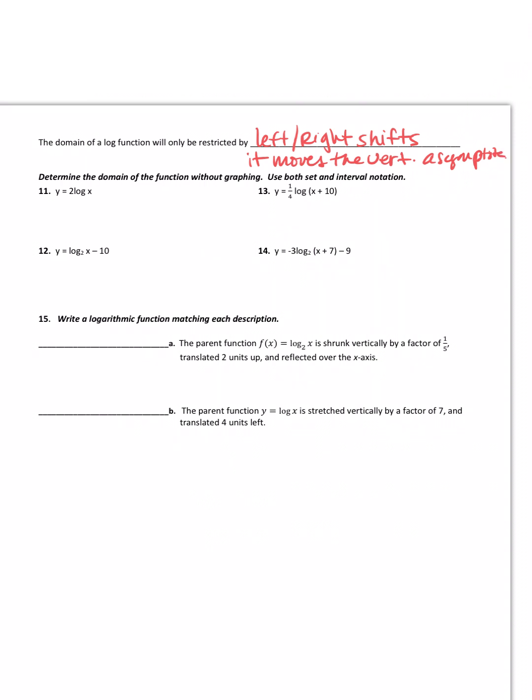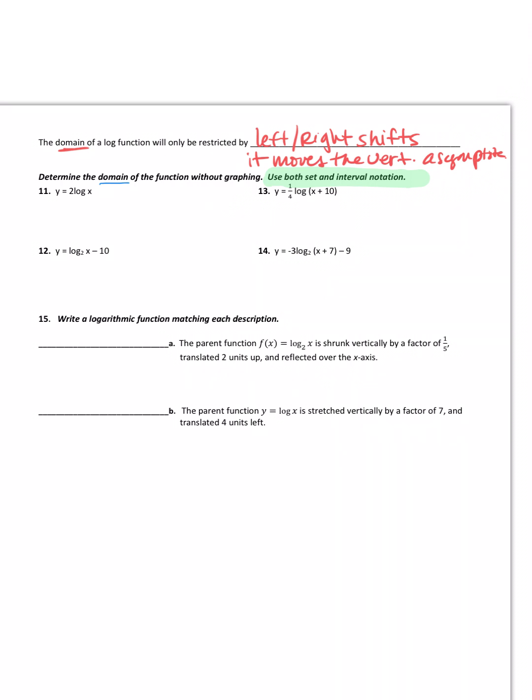Okay, it moves that vertical asymptote, and that determines our domain. The range, if you remember, is always just negative infinity to positive infinity for logarithms. So really what we're concerned about on this page is the domain. Look at the instructions. It says determine the domain of the function without graphing it, using both set and interval notation. So we've got to work on these notations, making sure we get them.